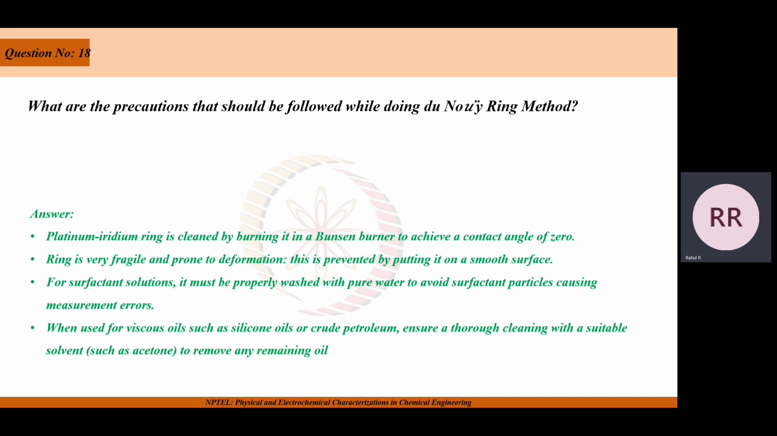So the first one is to make sure that the platinum iridium ring is cleaned by burning it in a Bunsen burner to achieve a contact angle of zero. Then the ring is very fragile and very prone to deformation, so it should be prevented by putting it on a very smooth surface. While using surfactants, it should be washed properly with pure water to avoid surfactant particles causing any measurement errors. But while using viscous oil such as silicone oil and crude petroleum, we need to ensure that it is cleaned thoroughly using a solvent such as acetone to remove any remaining oils.